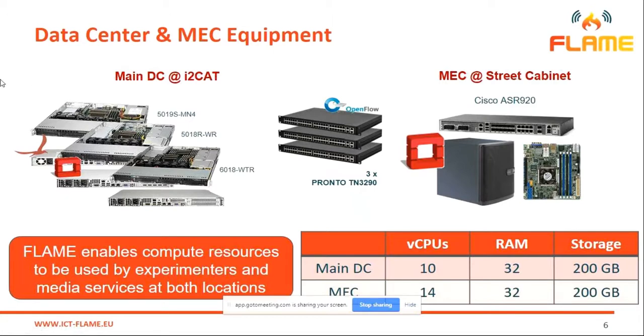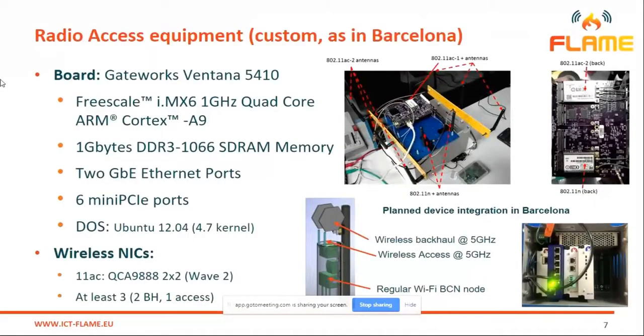So these are the generic numbers that you can assume that you will have if you do some experiments in Barcelona. A bit of information on the wireless equipment: we have built our custom nodes. Basically for you, what is interesting is that we are using 802.11ac.